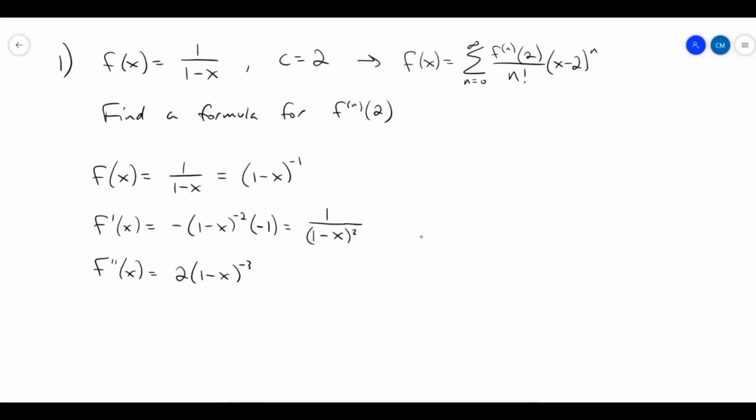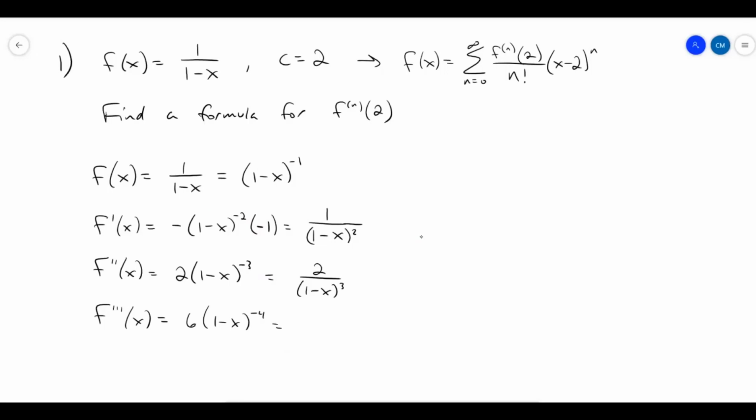So every time the negatives cancel. And so we'll get here 2 over (1 minus x) to the third. And then let's just do a couple more here to see if we can get the pattern. And so then here we're going to have 2 times 3, that's 6, over (1 minus x) to the fourth. Oops, negative fourth, I mean.